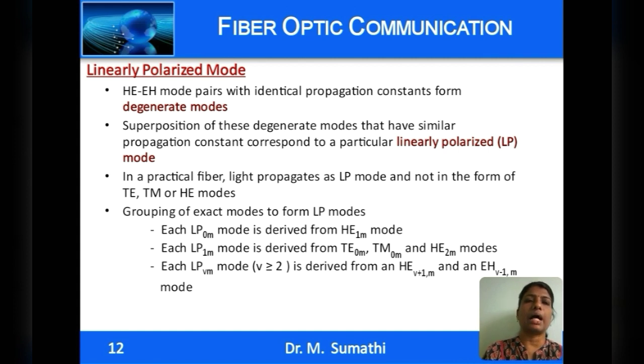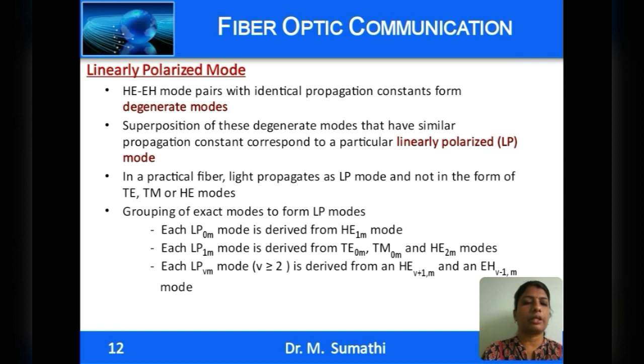So the mode pairs with identical propagation constant but different patterns form the degenerate modes. So these degenerate modes, a group of the degenerate modes, they degenerate into a particular linearly polarized mode. So a linearly polarized mode is made up of a number of degenerate modes. To summarize, a superposition of the degenerate modes that have similar propagation constant correspond to a particular linearly polarized mode. So in practical fiber, the light propagates as a linearly polarized mode and not as TE, TM or HE modes.